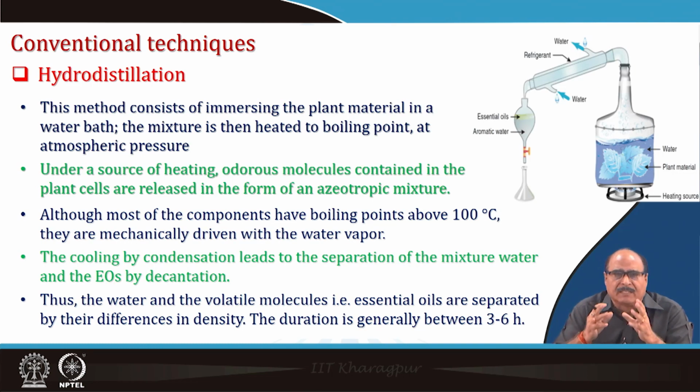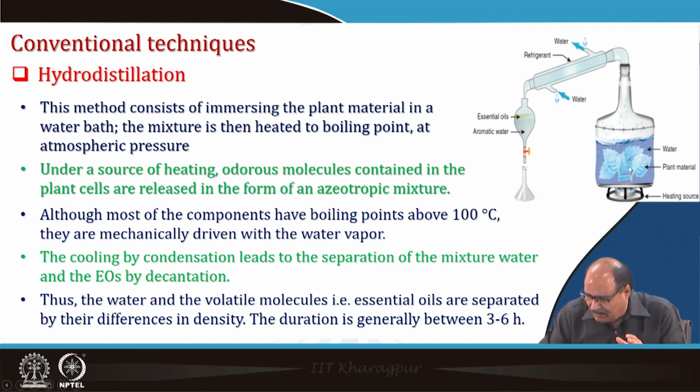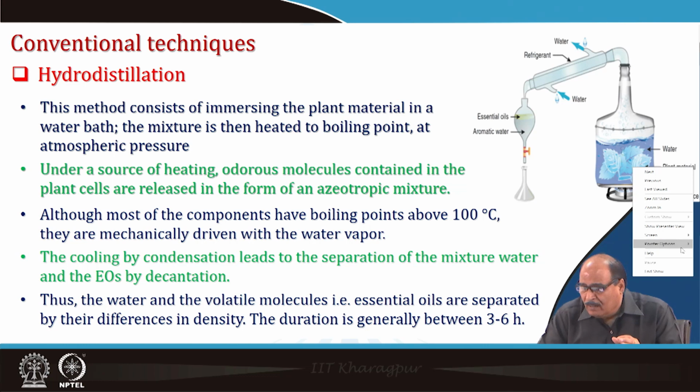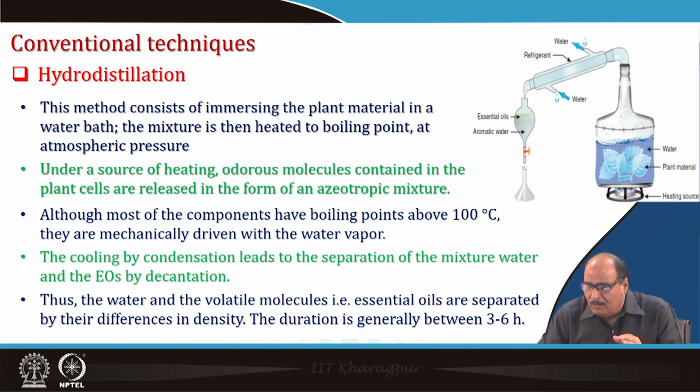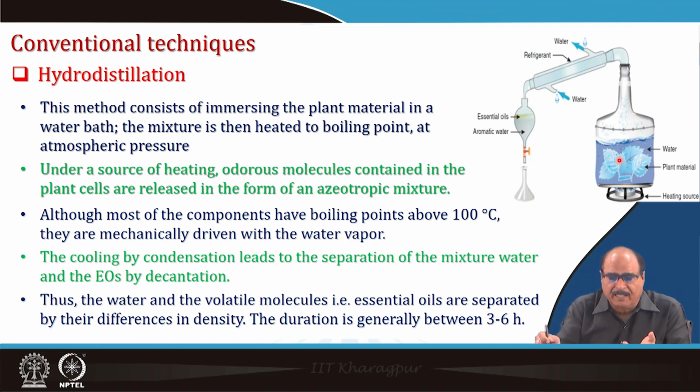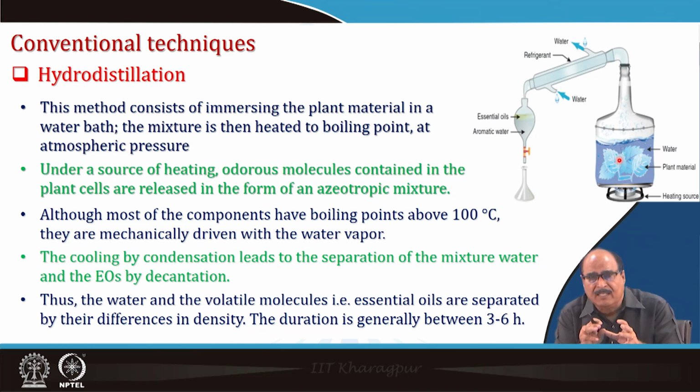Now, let us see some major techniques for extraction. First, we will discuss conventional techniques. In this, hydrodistillation is one common method. This method consists of immersing the plant material, as you can see here in this figure. Here the plant material is taken in a water bath, and the mixture is then heated to boiling point at atmospheric pressure. Under a source of heating, the odorous molecules contained in the plant cell are released in the form of an azeotropic mixture.